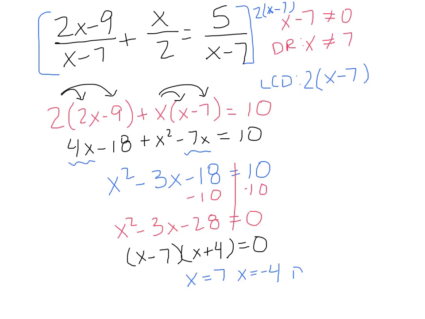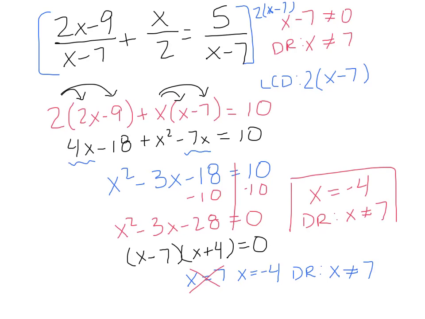Don't forget about your domain restriction. The domain restriction says that x cannot equal 7, which means I'm going to have to cross out one of my answers. I can't include that one. However, the second one is okay. So we can say that x can equal -4 as long as x is never equal to 7. Usually you end up having an extraneous solution when your final evaluation is involving a quadratic. Not always, but a lot of the time. So it's important to check your domain restriction.